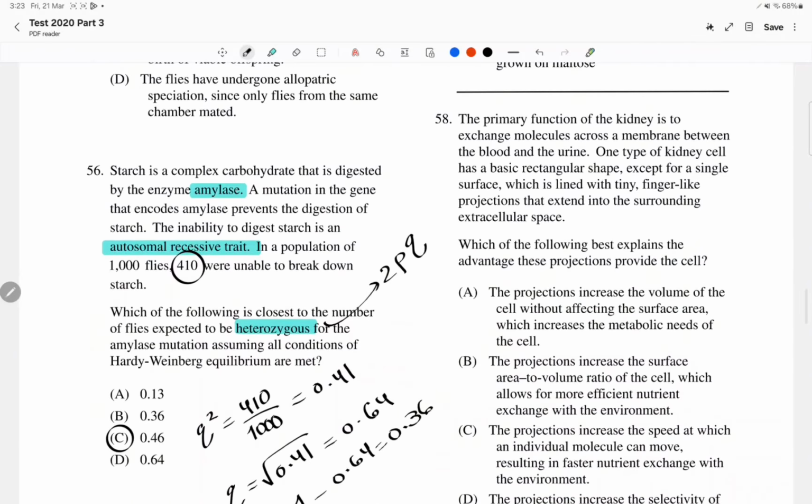58. The primary function of the kidney is to exchange molecules across the membrane between the blood and the urine. One type of kidney cell has a basic rectangular shape, except for a single surface which is lined with tiny finger-like projections. Whenever they say finger-like projections, do you guys know what that means? Villi, which means more surface area. Isn't it also flagella? No. Just think about more surface area, not the volume, but the surface area. Which is B. That was so easy.